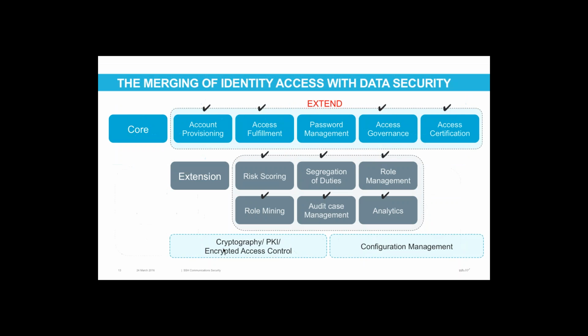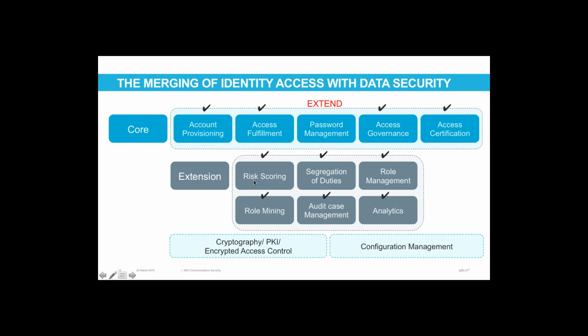So the way SSH looks at this, as you kind of considered, you remember that there's three circles linking there: identity access management, PKI, and configuration management. We see that identity access and data security are merging, because we have to have that encrypted access control as well as the key-based controls, as well as the configuration management. This combination here gives us the possibility to fill out the identity governance framework.